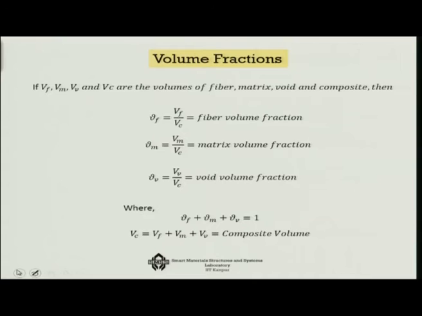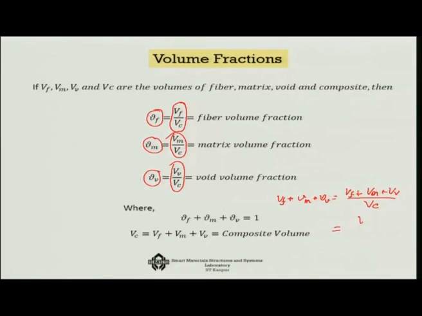Now the most important things in fiber matrix composites are three: the fiber volume fraction, which is the ratio of the volume of the fiber to the volume of the composite, Vf. Then Vm over Vc, and the void fraction Vv over Vc. Naturally, if I add all of them together, what am I going to get? Vf plus Vm plus Vv over Vc. Now Vf plus Vm plus Vv is nothing but Vc, so Vc over Vc is unity. So all three together are unity.